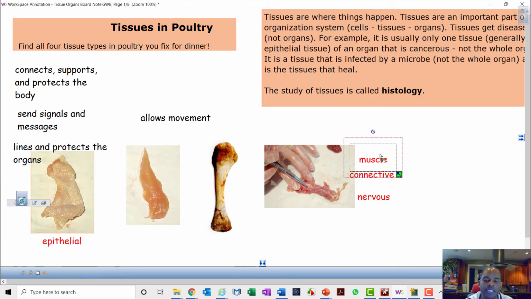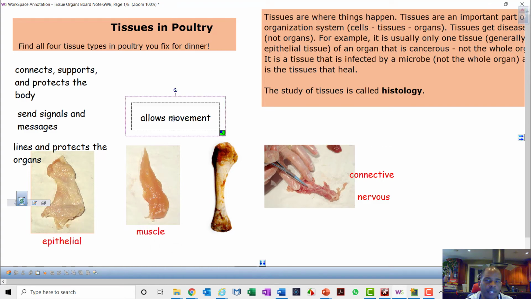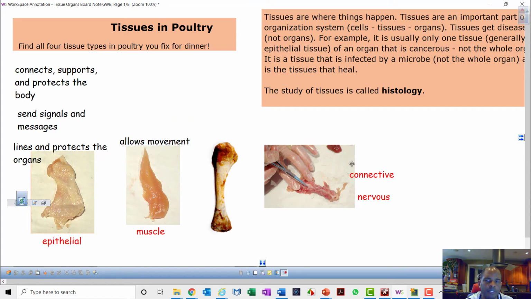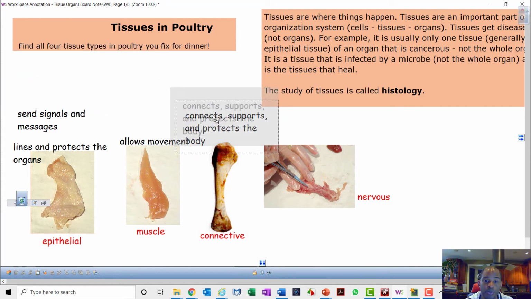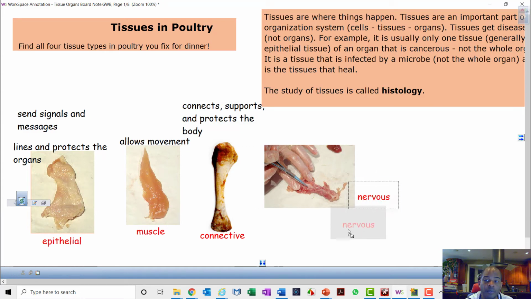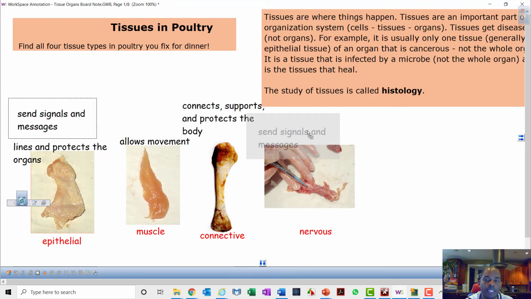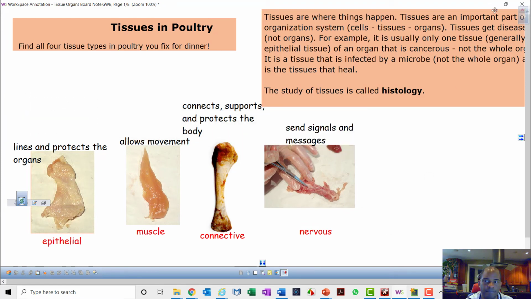The muscle, this is the protein. So often it's a chicken breast. Right? And the muscle, it allows movement. Connective tissue is exactly like the word sounds. Connects, supports, and protects the body. So that's your bone, it's your blood, it's your ligaments, it's your tendons. And of course your nervous is all about communication. Okay.